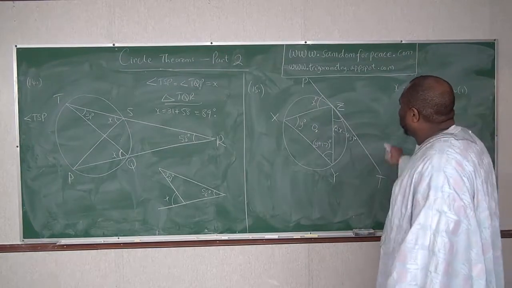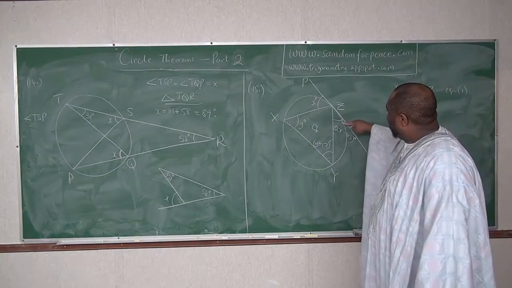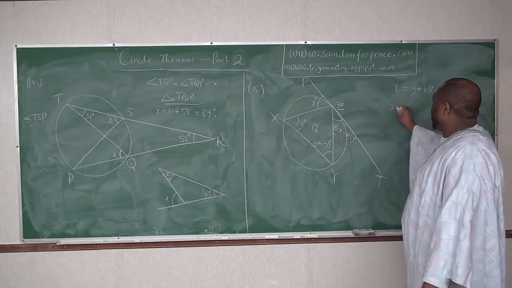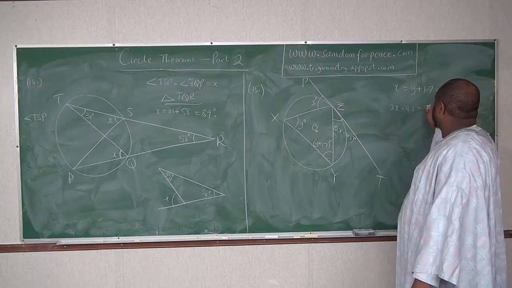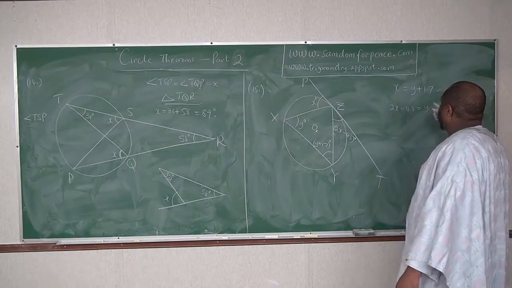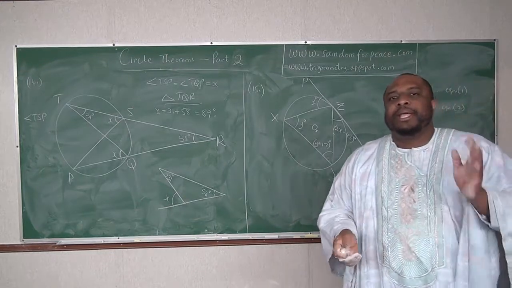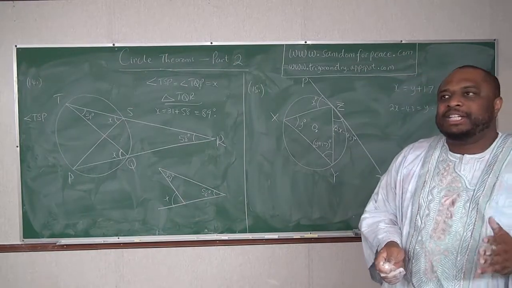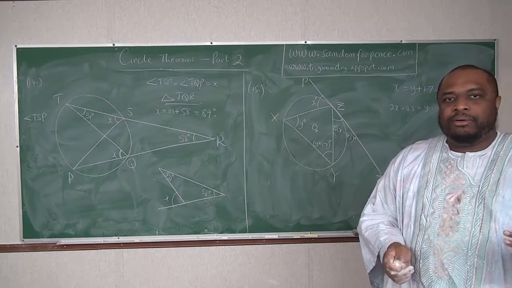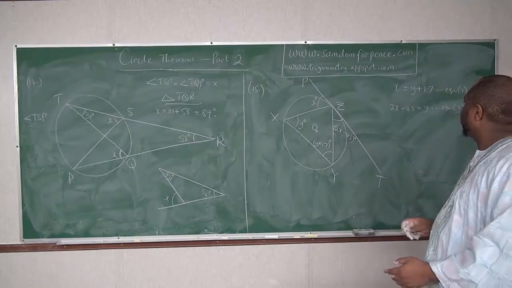Then the next one is 2x minus 43 is equal to y. Call this equation 2. The same reason: angle between a tangent and a chord is equal to the angle in the alternate segment.